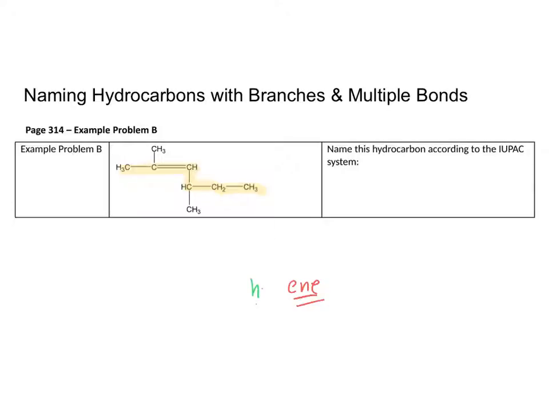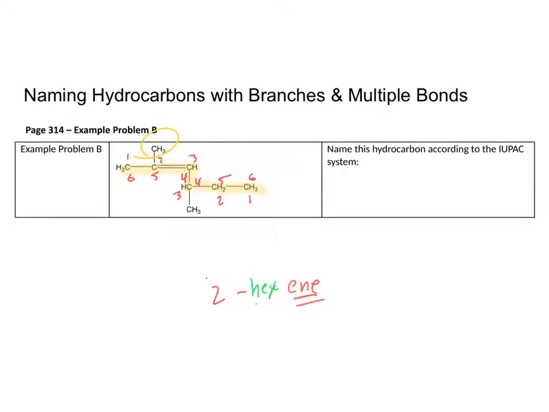So it's a hexene. We do have to tell the world where that multiple bond is. So I'm going to start counting 1, 2, 3, 4, 5, 6, or 1, 2, 3, 4, 5, 6. And it appears that the multiple bond is appearing between the 4th and the 5th, or the 2nd and the 3rd. So I'm going to count from left to right. So that's going to give me a 2-hexene.